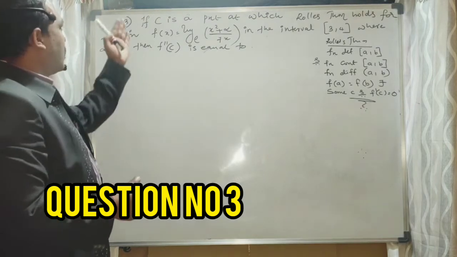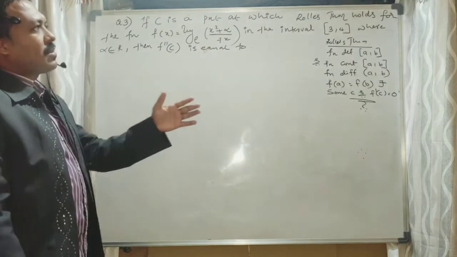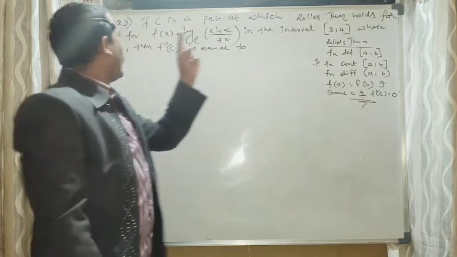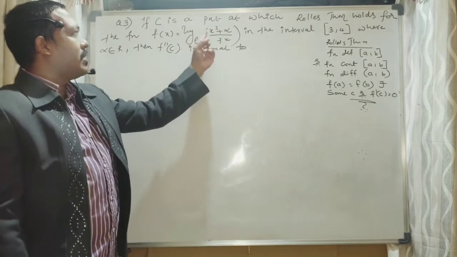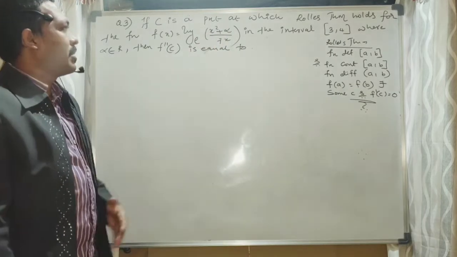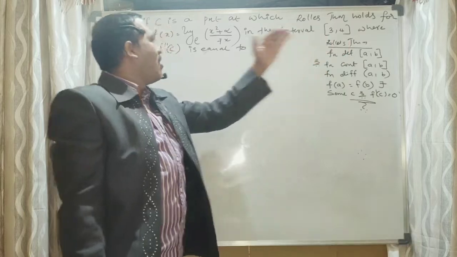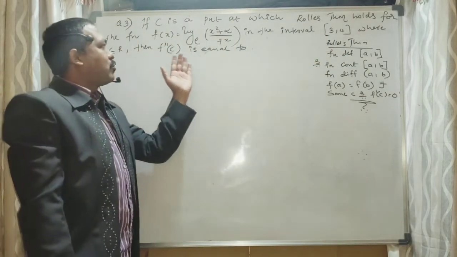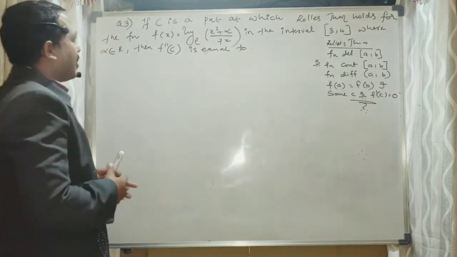Next question is, if c is a point at which Rolle's theorem holds. Rolle's theorem is this one. For the function f of x is equal to log base e of (x square plus alpha) by 7x in the closed interval [3, 4], where alpha belongs to R, then f double dash c is equal to the second derivative at c.